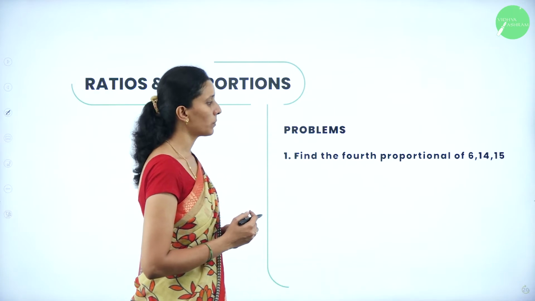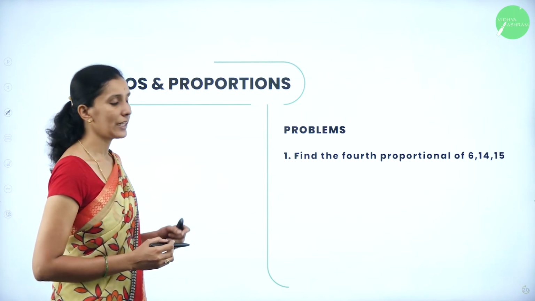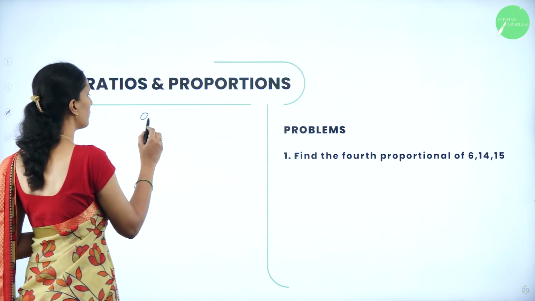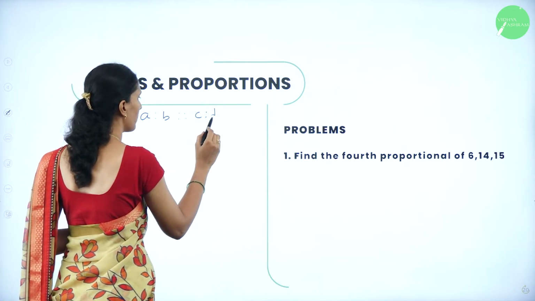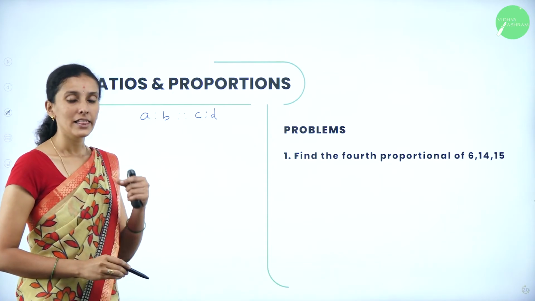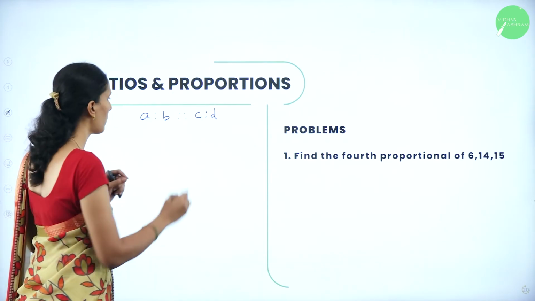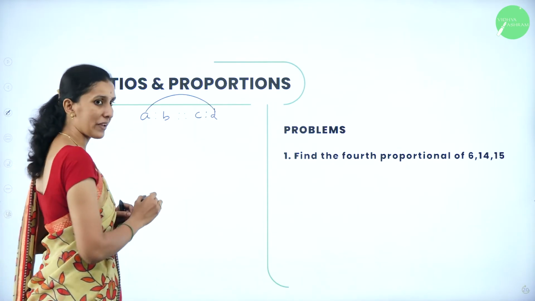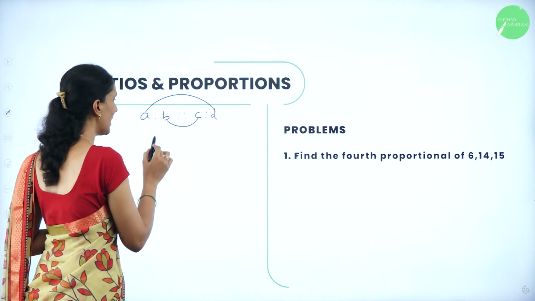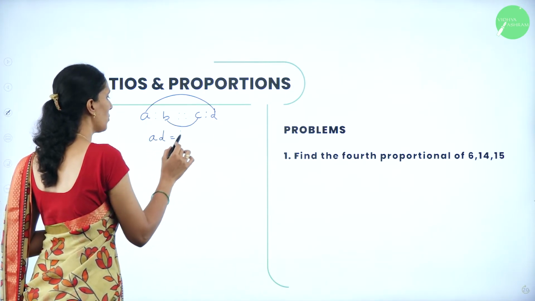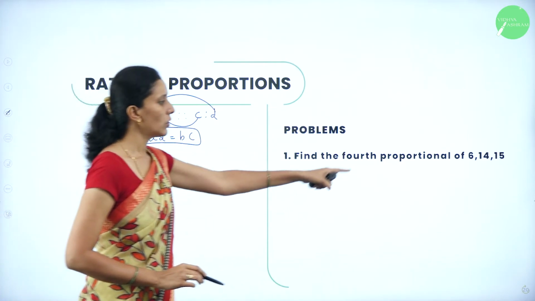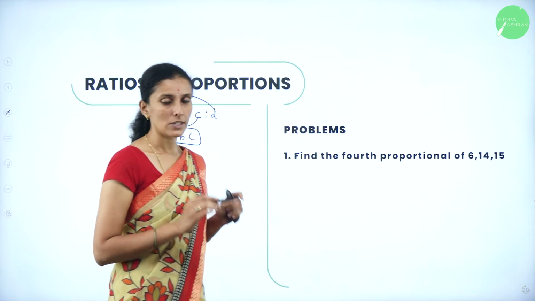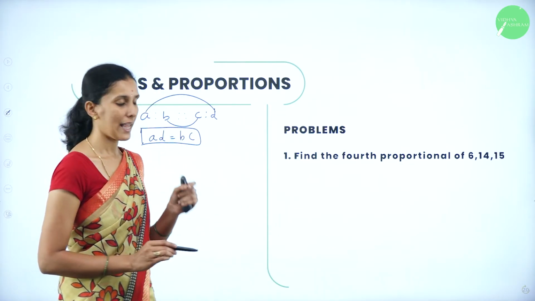Now find the fourth proportional of 6, 14 and 15. Suppose you have two ratios in proportion, that is A is to B and C is to D. When we say that they are in proportion, they are in proportion if the product of extremes is equal to the product of means, that is AD is equal to BC. So using this concept we will solve, but we don't know the value of the fourth variable, so we will take the value as x.